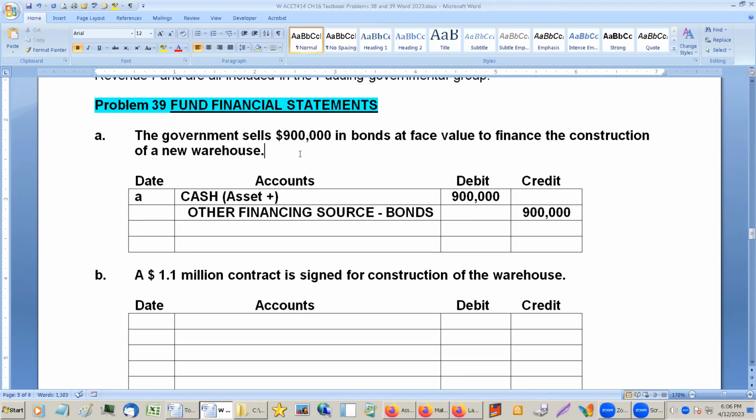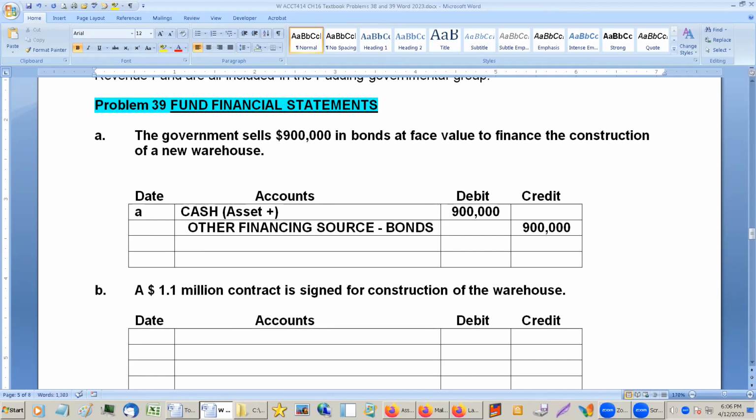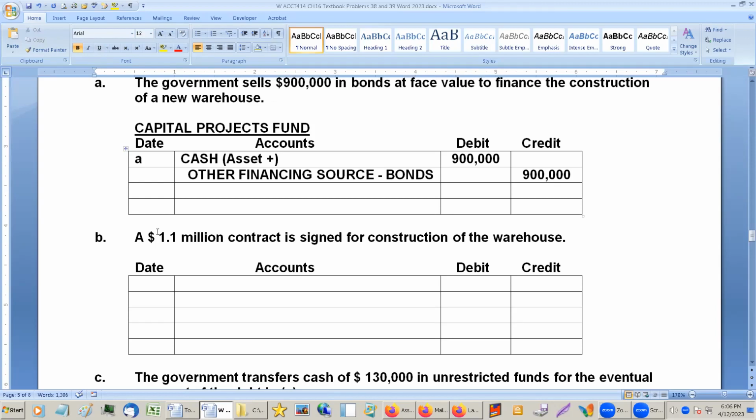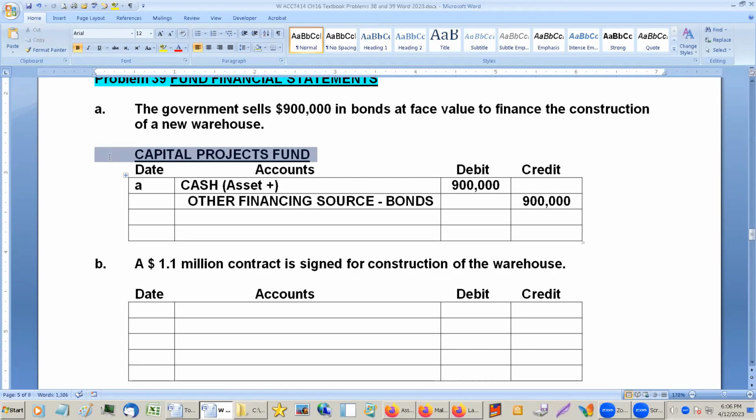Now, this would probably be sold right into the capital projects fund. It could go into the general fund and then be transferred to the capital projects fund, but it could also just go right into the capital projects fund. The next one would also be in there.